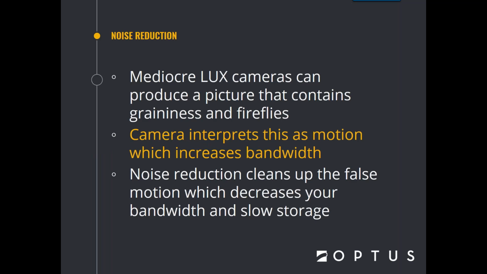Let's talk about noise reduction. So if you have a mediocre lux camera, what can happen is that picture can contain what I would call graininess or even fireflies. So what happens is the camera interprets that graininess as motion, and it increases the bandwidth that the camera's putting out. I'm going to show you guys an example here.